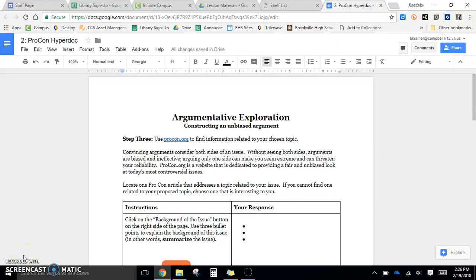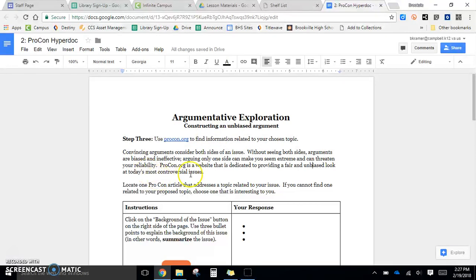Welcome to your tutorial for the next step in your argumentative inquiry project, which is learning how to create an unbiased argument. The word bias is pretty important when you're thinking about how to convince someone of something. To be biased means that you are really strongly leaning towards one direction or another. So if you think about a teacher who has obvious favorites, that teacher is biased towards those students. The teacher's looking at those students as being better than others, as an example.